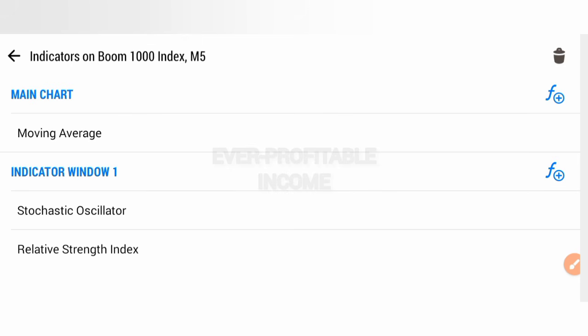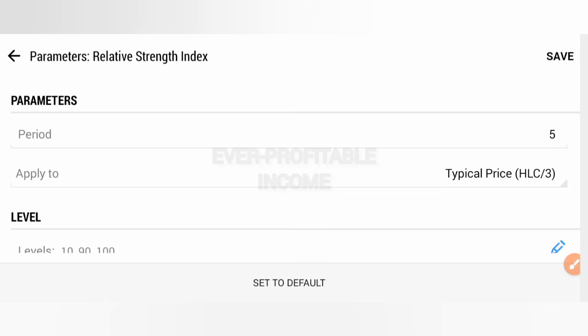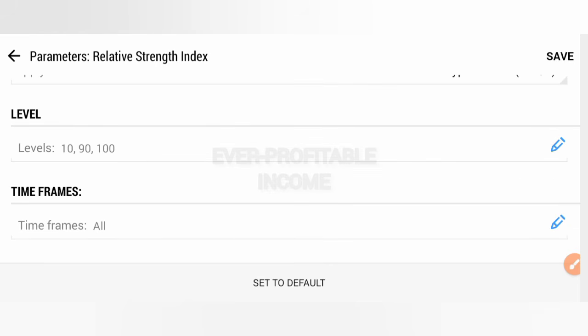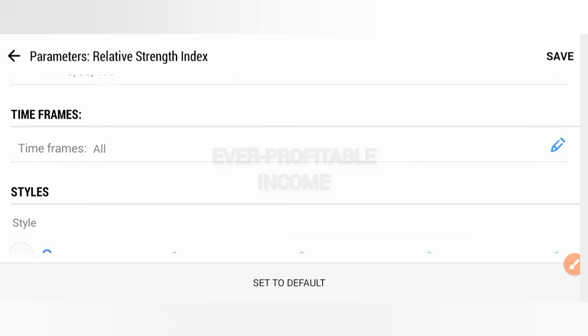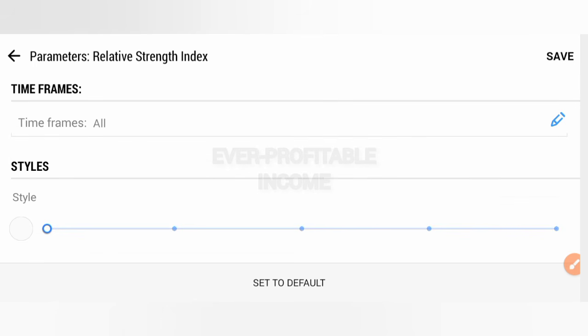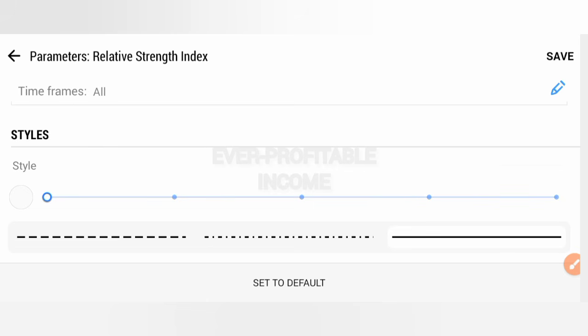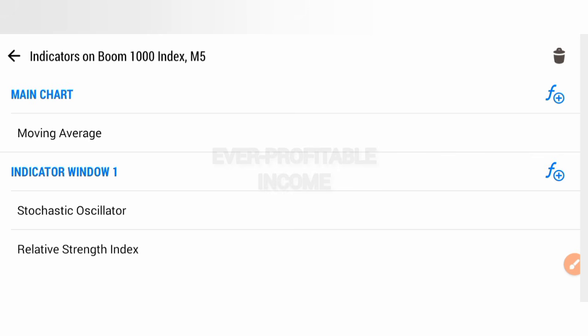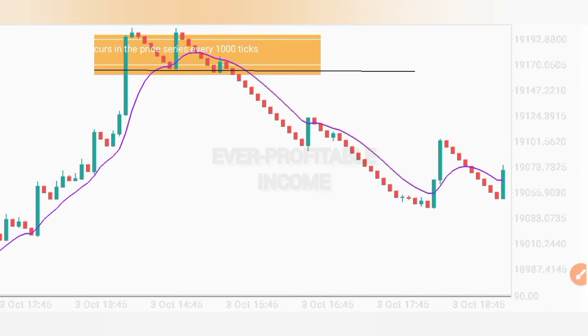So the next indicator is your RSI. We have RSI period 5, apply to typical price, and then we have the levels: level 10, 90, and 100. And then the style should be your background color, as we don't need the colors of the style, we only need the colors of the levels, and then you click on save. So let's check out our indicator on the main chart and see how it looks. I'm going to pull up my indicator window right now.